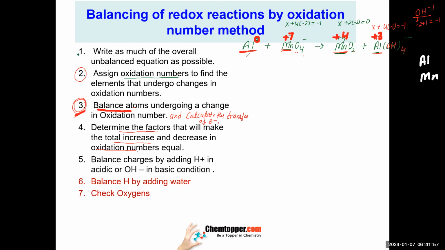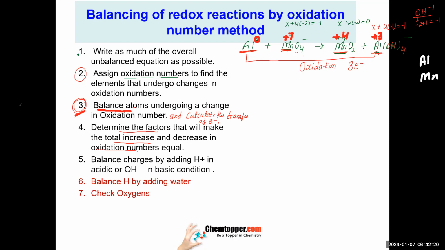So aluminum 0 to aluminum 3 plus. How many electrons? Aluminum 0 to aluminum 3 plus. How many electrons are given? This is oxidation, right? So how many electrons are transferred? 0 to 3 plus? 3 electrons.